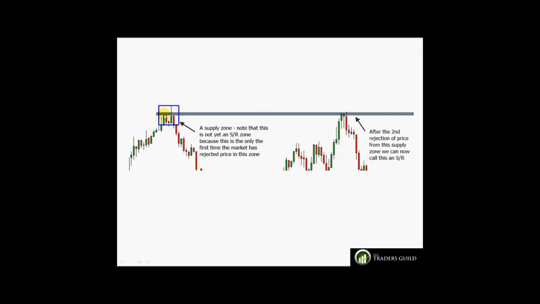So the important points to note are an SR zone can also be an SD zone, but an SD zone does not have to be an SR zone. So this is a resistance zone. We've got two rejections, and it's also a supply zone. This other one is a supply zone, but it's not an SR zone. A support resistance zone is the average zone where the market has rejected price in the past, whereas an SD zone pinpoints the exact origin of the SD imbalance within this SR zone, and that could be different at different touches of a resistance zone.